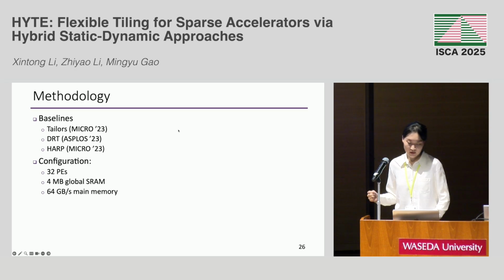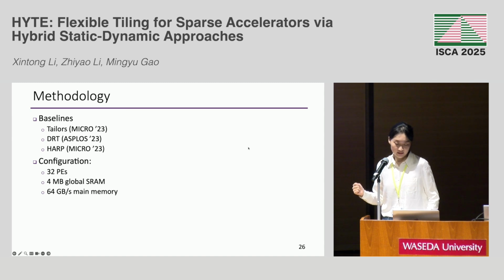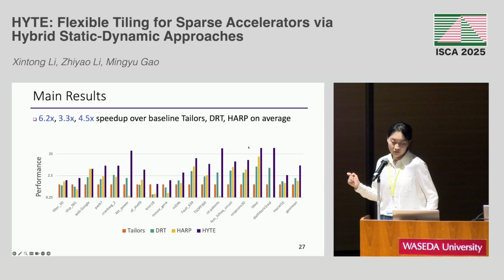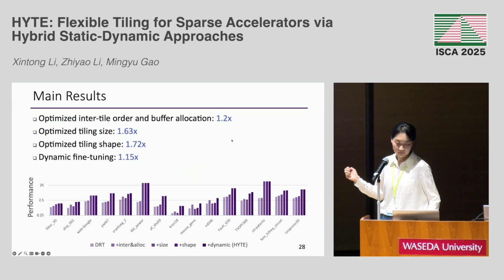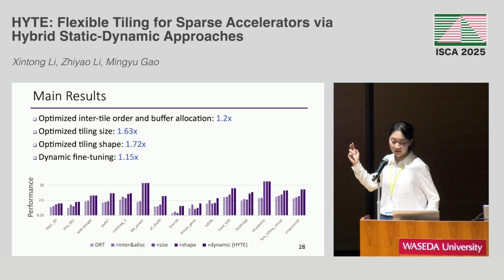For evaluation, we use the previously discussed 3 methods as baselines and test under the typical hardware configurations. In the overall result, Taylor, DRT and HARP each perform well on different tensors, while HYTE achieves at least 3.3 times speedup on average. Breaking down our optimization contributions, the inter-tile order and allocation, tiling size, tiling shape, and dynamic tuning achieve the average speedups of these times, respectively.